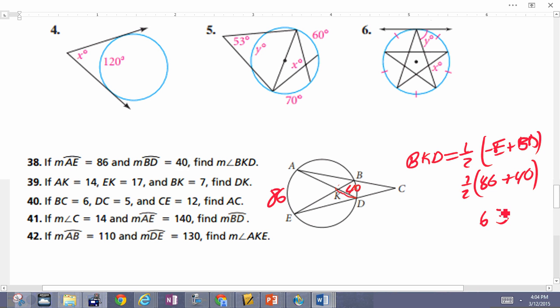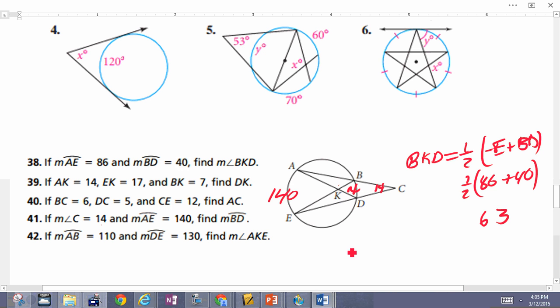Let's do another one of those. Let's look at one which is asking us to find, let's look at this one, number 41, in which case we have the angle here at 14. So 14 is the angle here at C. Now, they tell us that arc AE this time around is 140, and the BD arc is the one that we are left to find. So we're going to call that X. We've got this angle out here at 14.